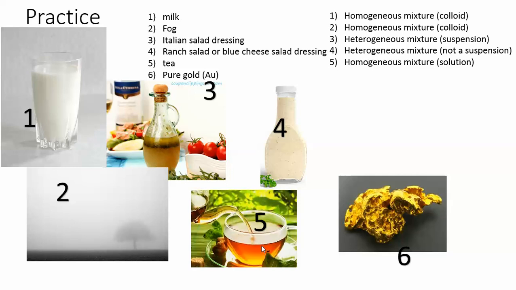Tea. Well, tea is a homogeneous mixture. We can't tell the tea colors from the sugar, from the water. We can shine light through it. It's a solution. And pure gold. Pure gold. There's that element symbol. We know that we can find it on the periodic table. Okay, so that's some practice. Continue practicing.